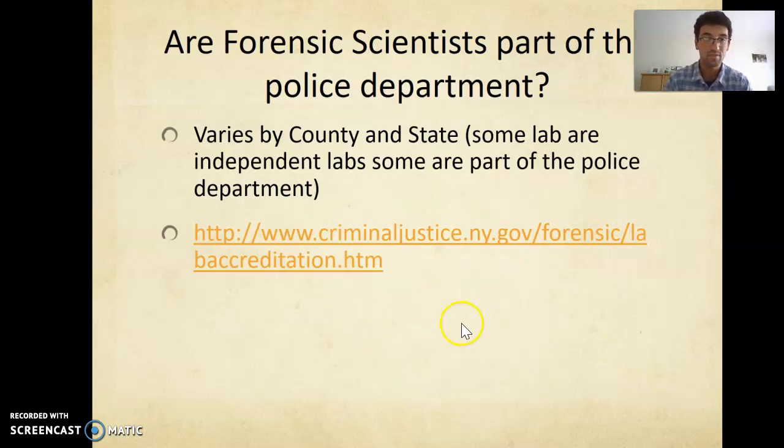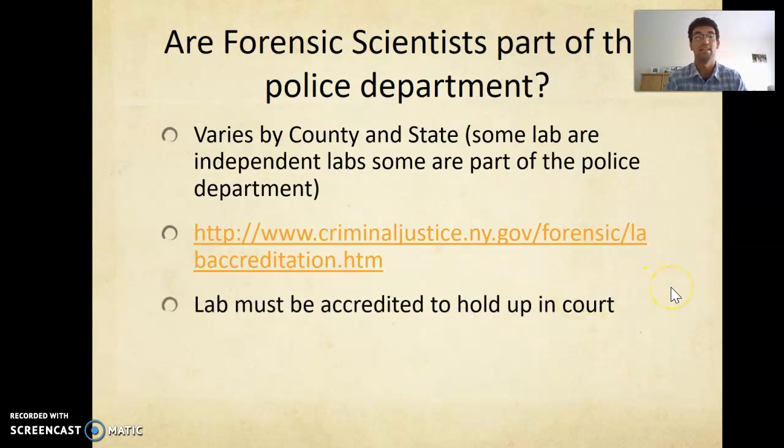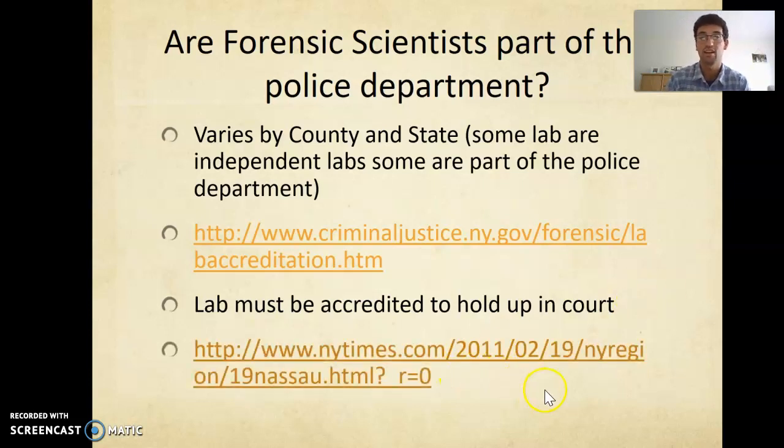of the police department. But the one thing they have in common is that they are all accredited, because the one thing that is very important for each lab is that they must be accredited to hold up in court. And if they are not accredited, then all the evidence they find will get thrown out. So if you want to go right here, if you want to put this into your computer, you can see there's an article about a forensic lab that was shut down because it was putting out the wrong information. It lost its accreditation, and therefore everything they've done is thrown out, and the evidence just doesn't matter anymore.